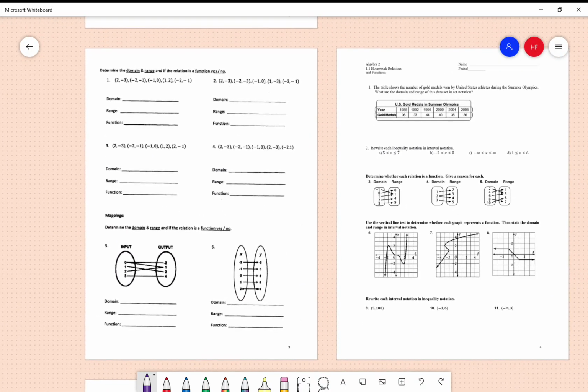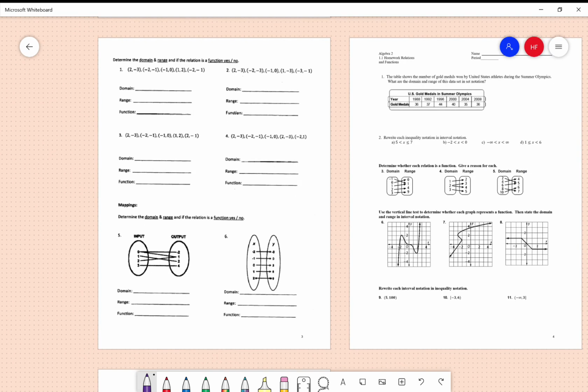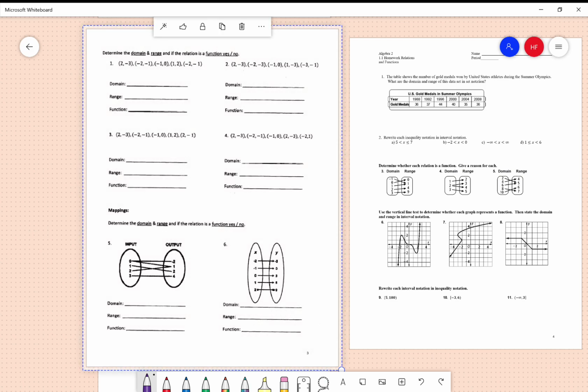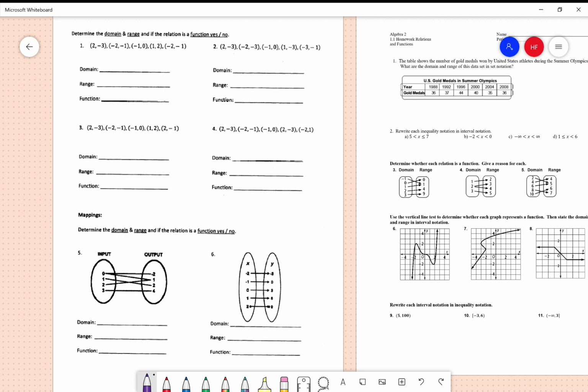So we've got a little bit more to do. We're going to determine the domain and the range, and then whether it is a function or not. So on number 1, the domain is going to be the set of all our x values. So 2, -2, -1, 1, -2. My range is going to be all of my y's. -3, -1, 0, 2, -1.